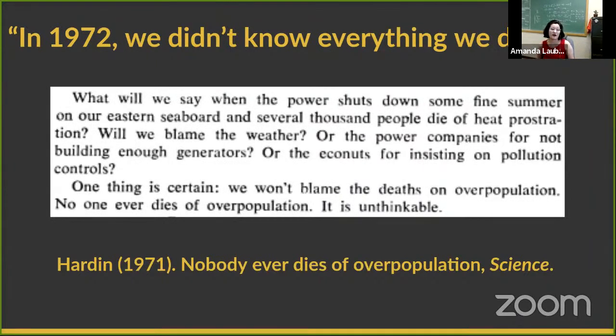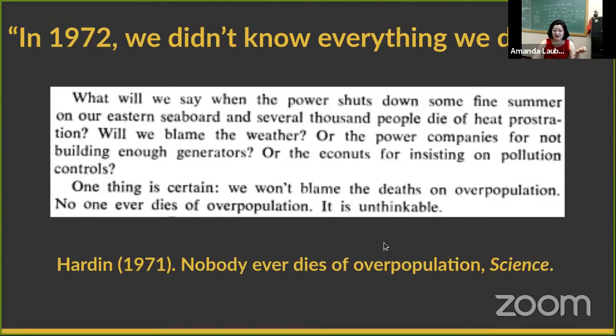I'm just going to summarize what the author is saying. They say, well, what would we say if the power shut down in the middle of summer and people died of heat? Would we blame the weather or the power companies for not being able to keep people cool, or the environmentalists for saying that we needed to deal with pollution? And then they end with this idea that the one thing we wouldn't do is blame overpopulation, because we never blame overpopulation. And so the end story of this article isn't that nobody dies of overpopulation, but that we blame other things without changing the underlying behavior that leads to the suffering we see.